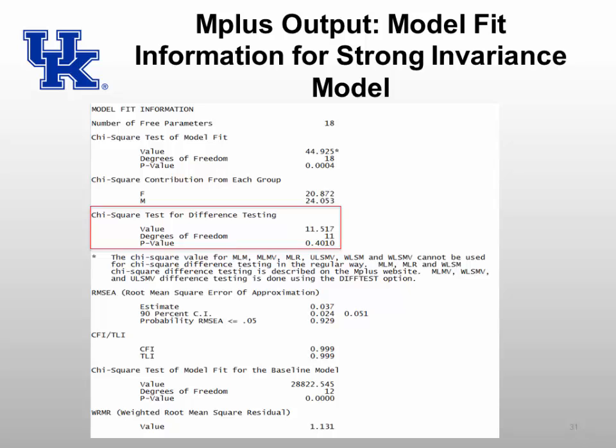Then we look at the RMSEA, CFI, and TLI. The RMSEA continually dropped. So it's basically all suggesting that by having more constraints held equal for boys and girls, the model data fit improved, but not for the WRMR.